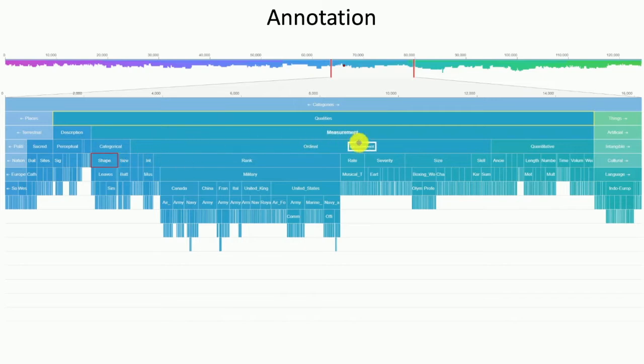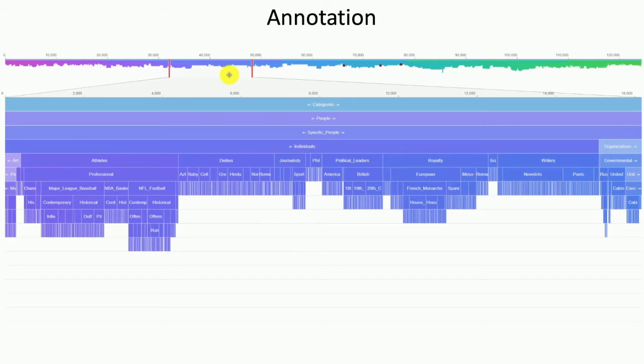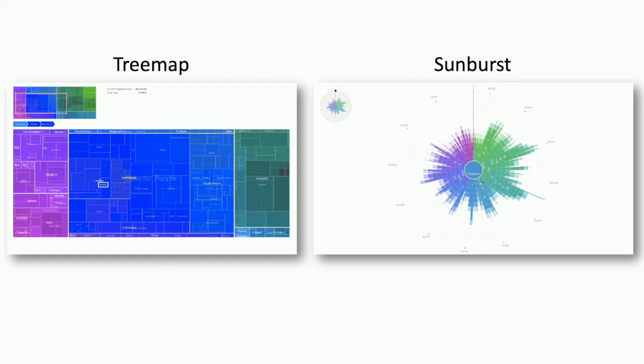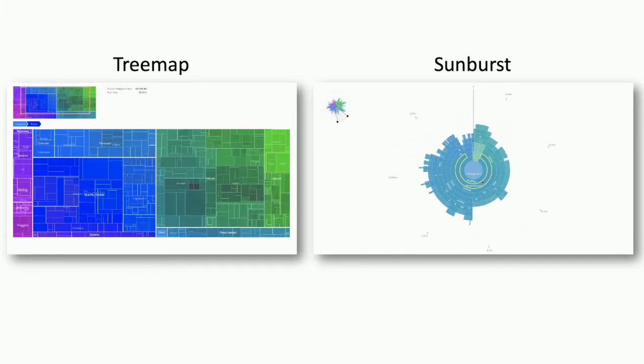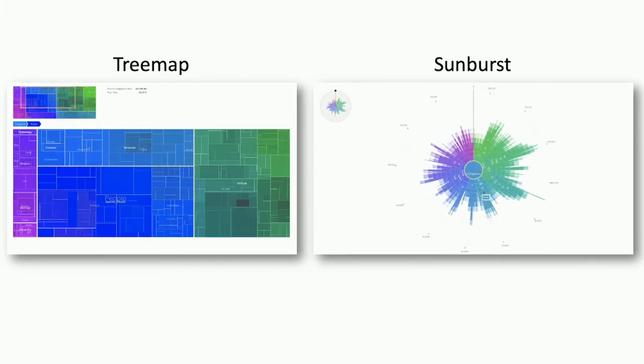The last interaction we provided is annotation. We allow the user to tag the node of interest. The tagged node will be marked in the overview as well. So the user can go back to the node of interest by simply clicking the mark in the overview. We implemented the same set of interactions with both tree map and sunburst.